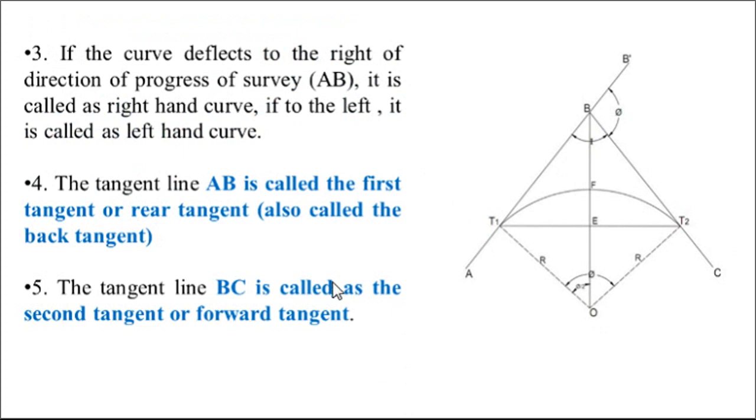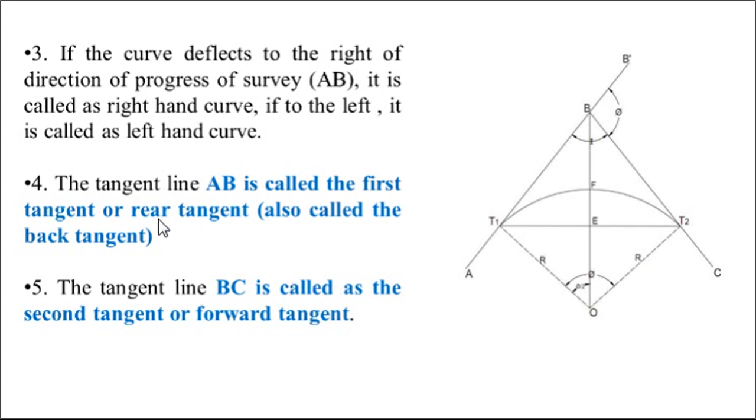Third nomenclature: if the curve deflects to the right of the direction of progress of the survey, it is called a right hand curve, and if it deflects to the left side, then it is called a left hand curve. So depending upon the deflection, we can call it a right deflection curve or a left deflection curve.